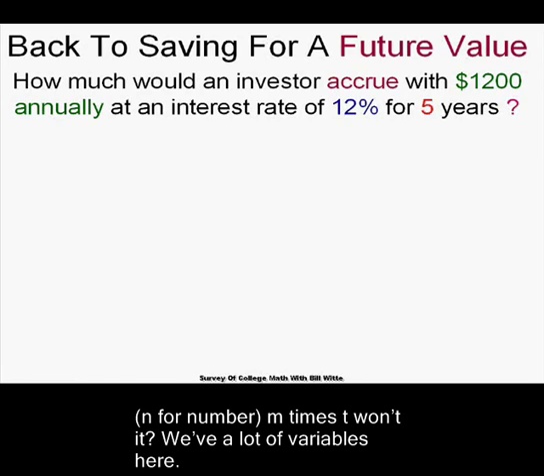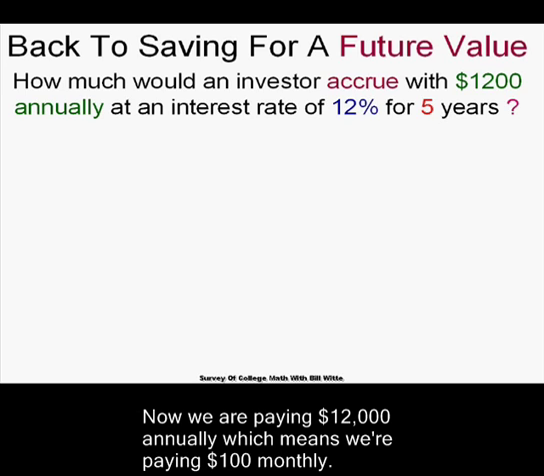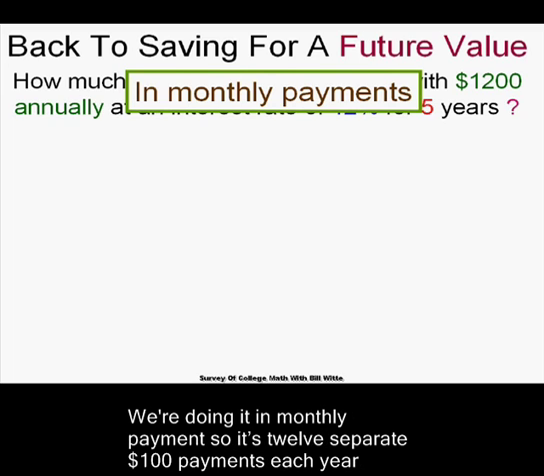Okay, let's take an example. How much would an investment accrue? In other words, how much total are you going to have if you pay $1,200 annually at an interest rate of 12% for 5 years? Now, we're paying $1,200 annually, which means we're paying monthly. We're paying $100. Okay, we're doing it in monthly payments, so it's $100 payments.